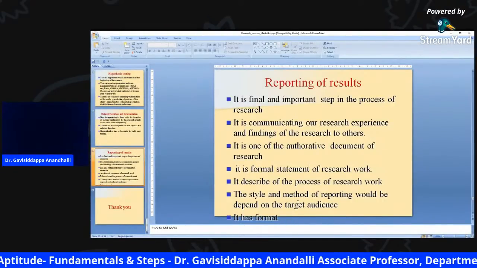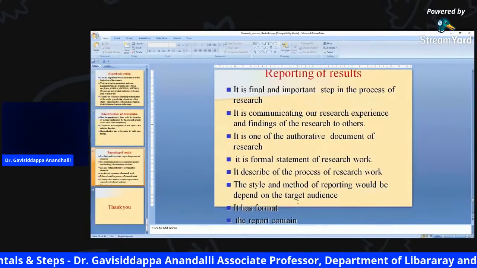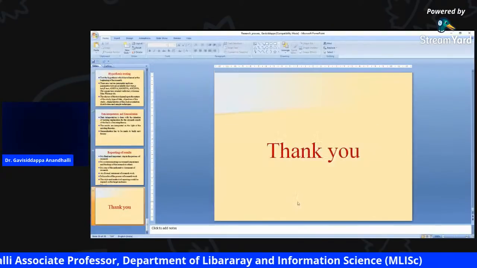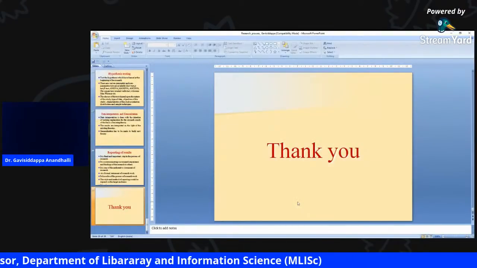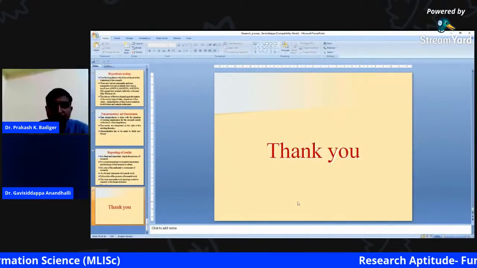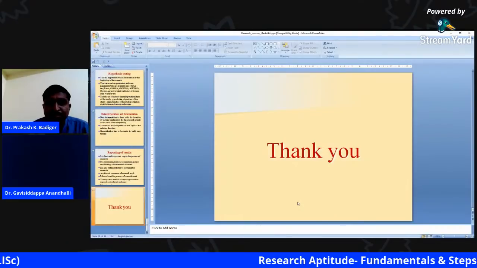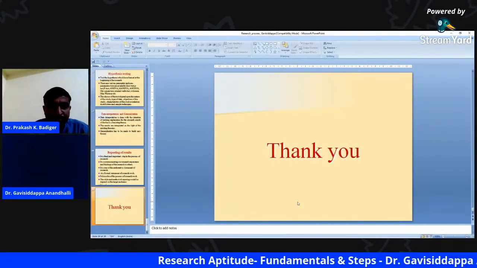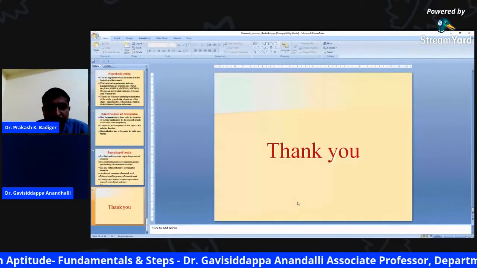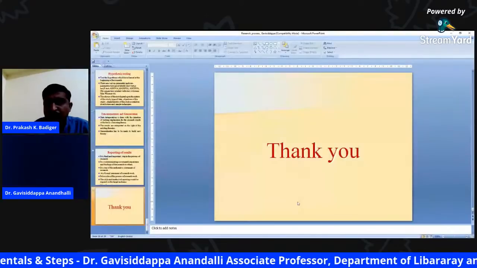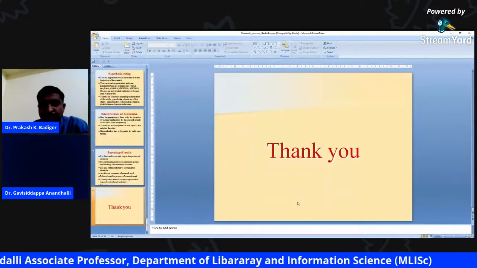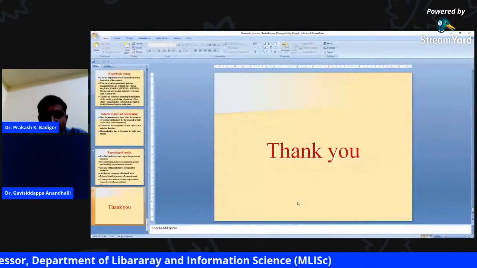It has a format through which you can do it. The report contains the preliminary pages, main text pages, and other pages. We have a format, and accordingly we have to write it. Chapter-wise schemes are there, and accordingly the report has to be formulated and generated. This is about the research process. So these are the steps involved in the process of research work, starting from selection of the research problem to the end of writing the research report.